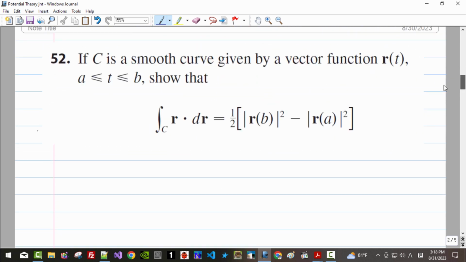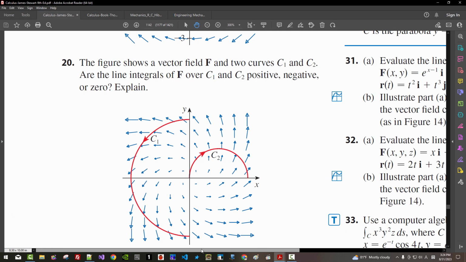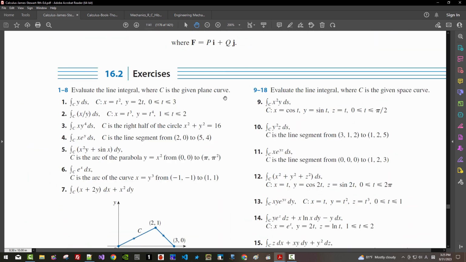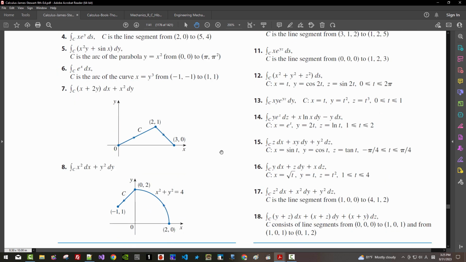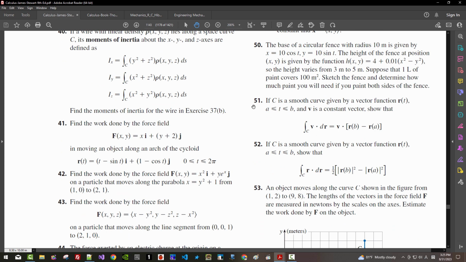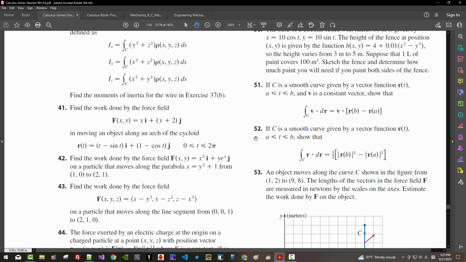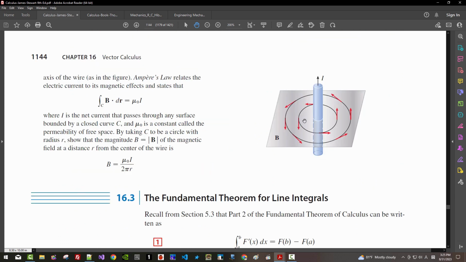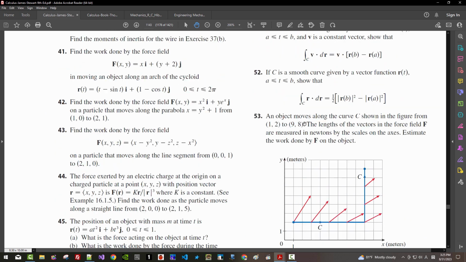Scroll down. We will now solve problem 52. Sorry, I changed my mind. Instead, this is 16.2 exercises. Scroll down. Solve problems 51, 52, 53, then 54. Please understand problem 54. This problem is quite challenging. Solve this problem on your own.